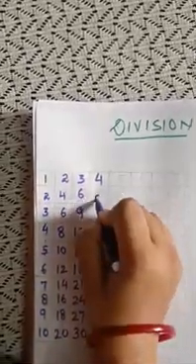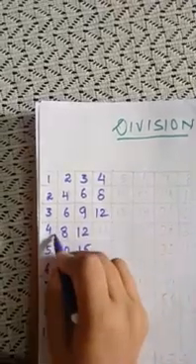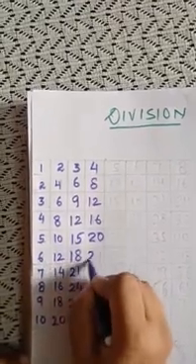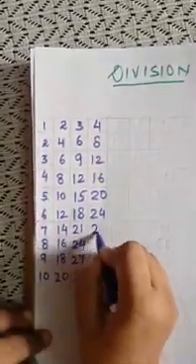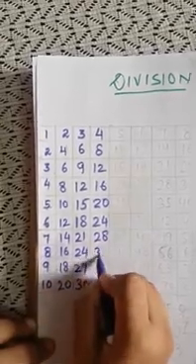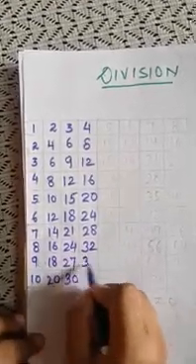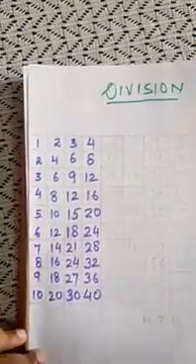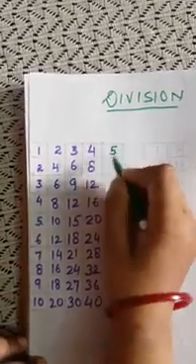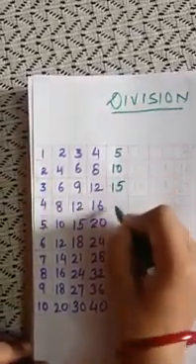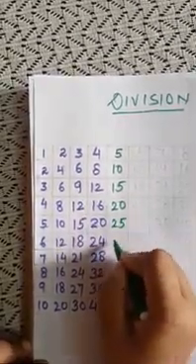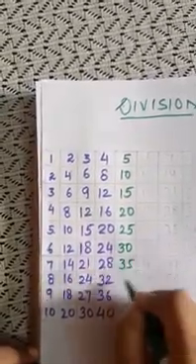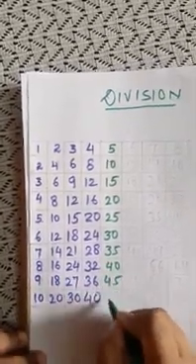Now come to table number 4: 4, 8, 12, 16, 20, 24, 28, 32, 36, 40. Now come to 5: 5, 10, 15, 20, 25, 30, 35, 40, 45, 50.